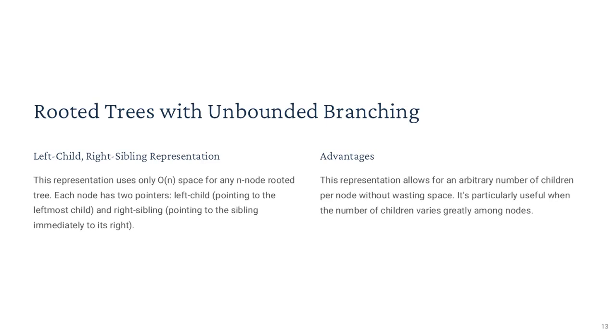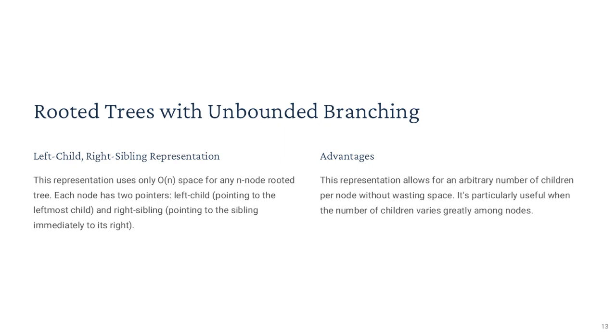Rooted trees with unbounded branching require a representation that accommodates varying numbers of children. A common approach is the left child, right sibling representation. In this scheme, each node maintains two pointers, one to its leftmost child and another to its immediate right sibling. This design allows the representation of any n-node tree using O(n) space.